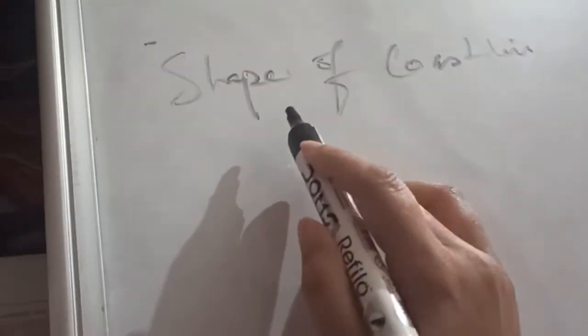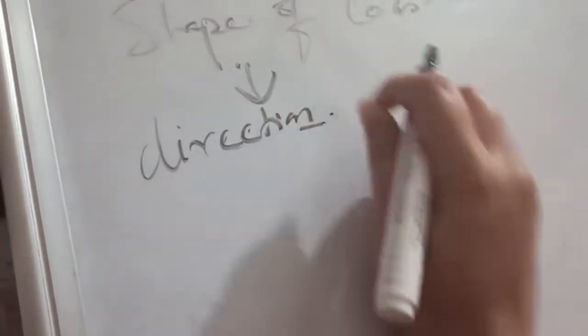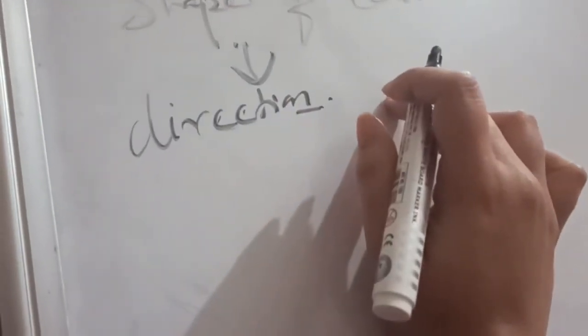The next is the shape of the coastline. The shape of the coastline also creates some influence in the direction of the flow of the wind. So wherever there are coastlines, the shape of the coastline actually modifies the pattern of the ocean current also.